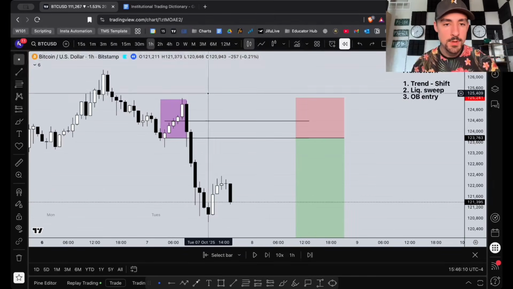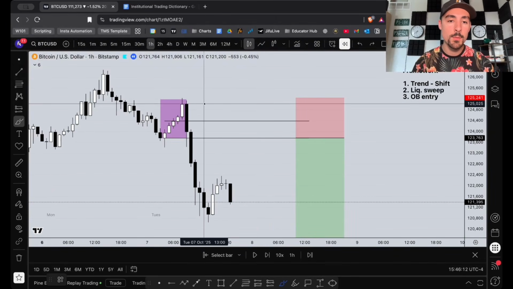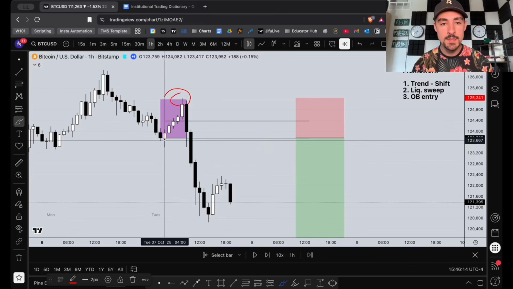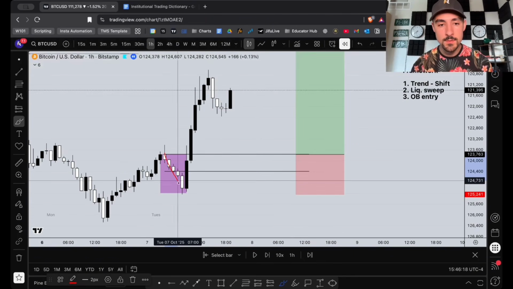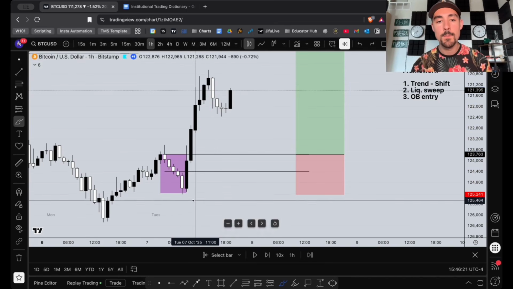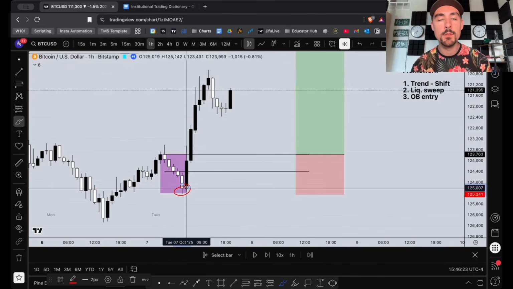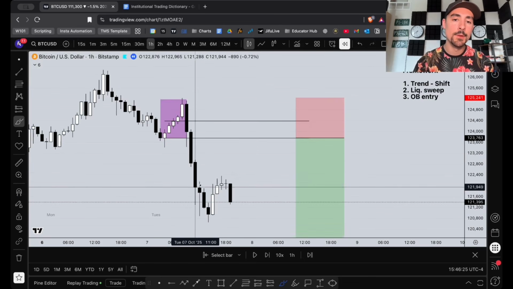And then again, stop loss placement, very important. We're going to be putting that above these last few up candles. Same thing, if we were looking at this vice versa, last few down candles prior to an up move, my stop loss is going to be placed beneath the low of that area.